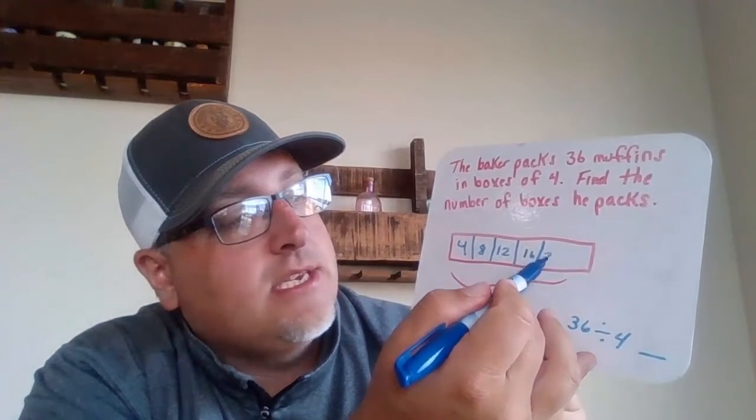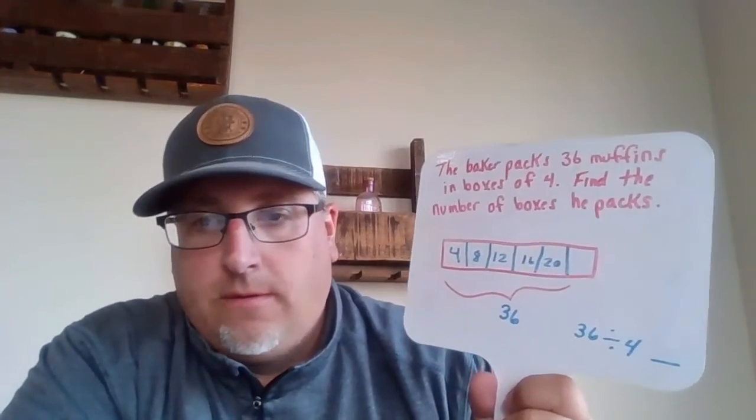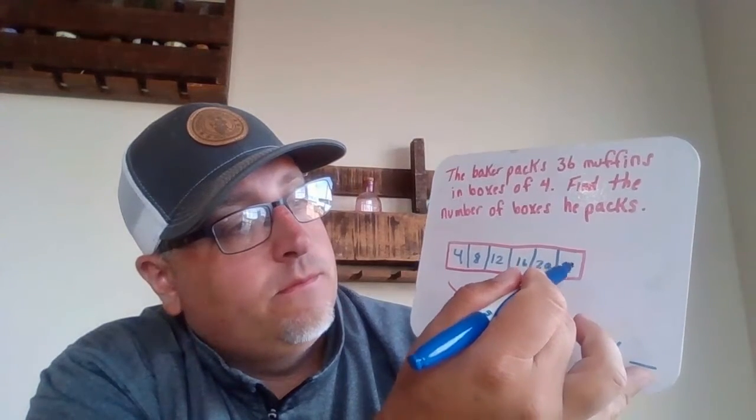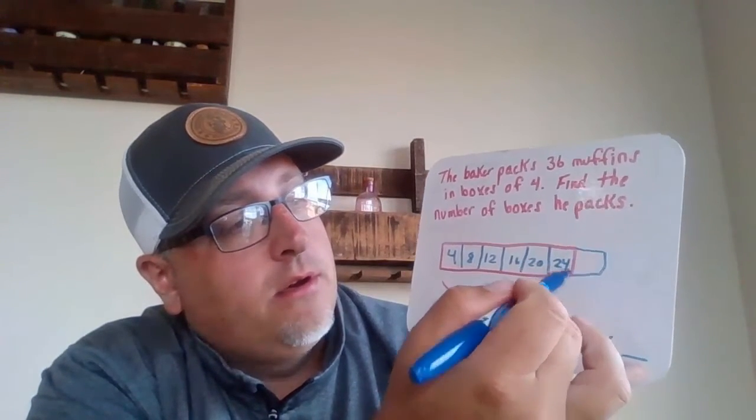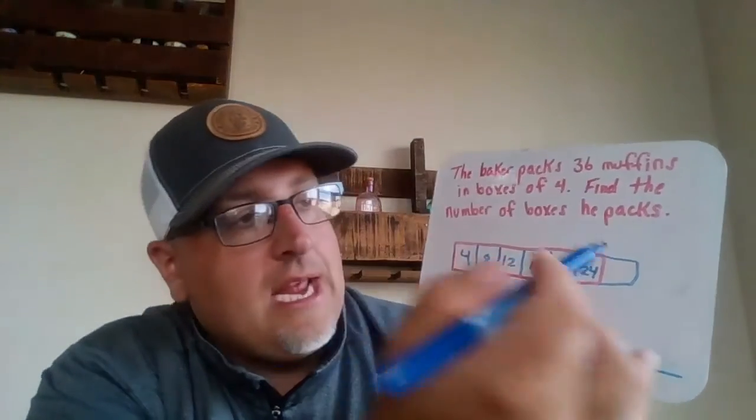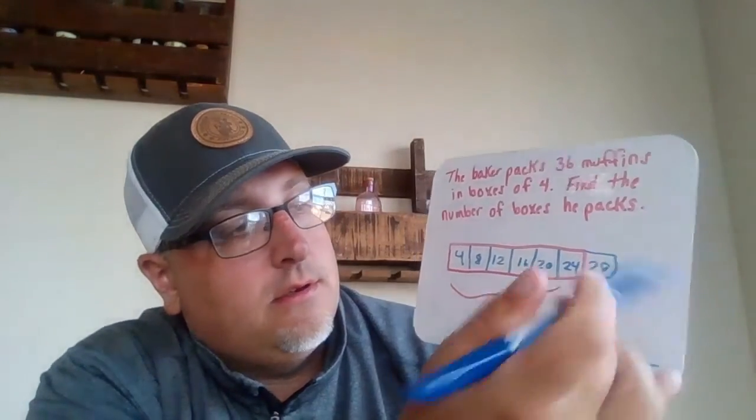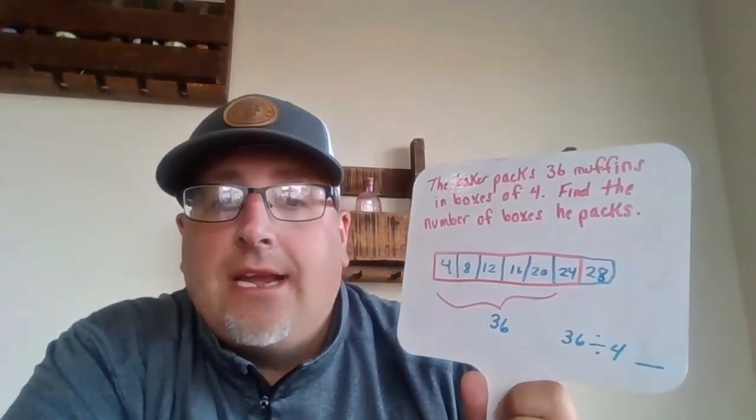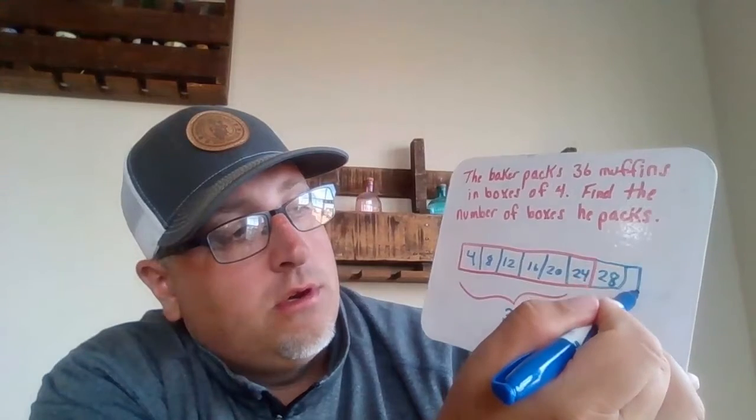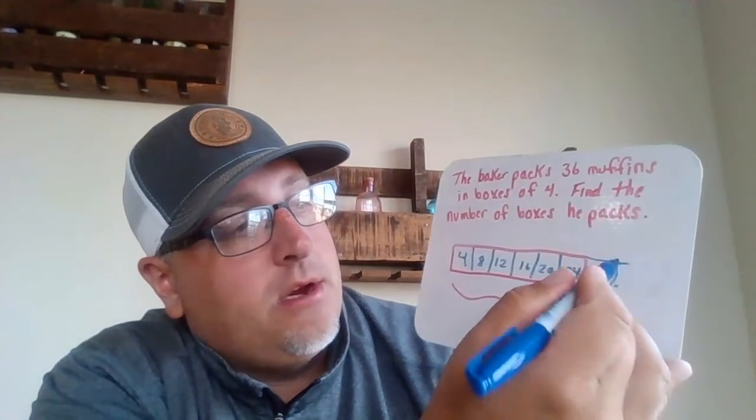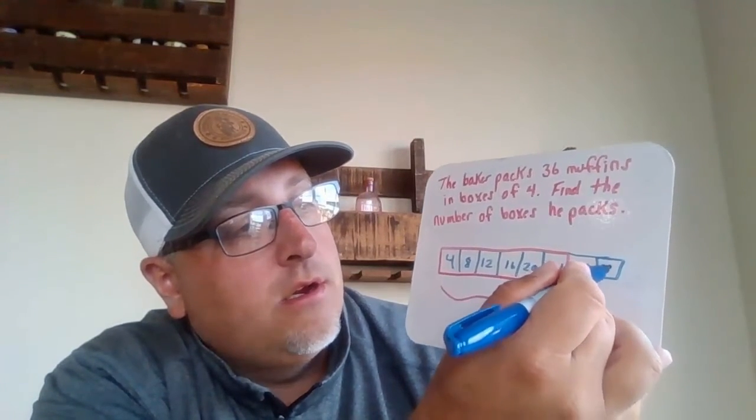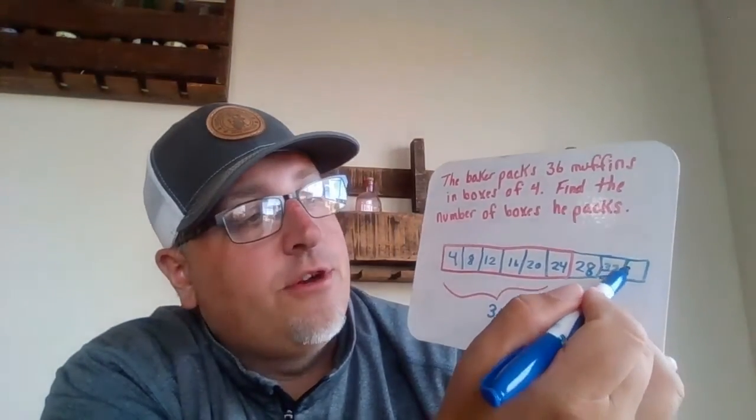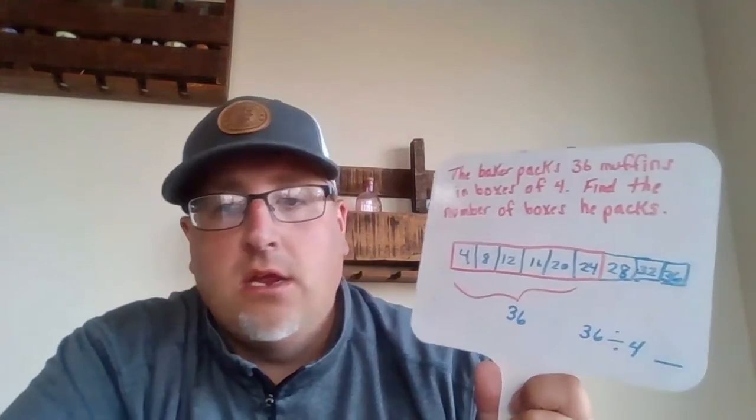4 more to that. 17, 18, 19, 20. Still going. 21, 22, 23, 24. Still going. 25, 26, 27, 28. Still going. Remember, we got to get to 36. 29, 30, 31, 32. Very good. Getting closer. Let's go one more. 33, 34, 35, 36. Okay? So there we go right there.